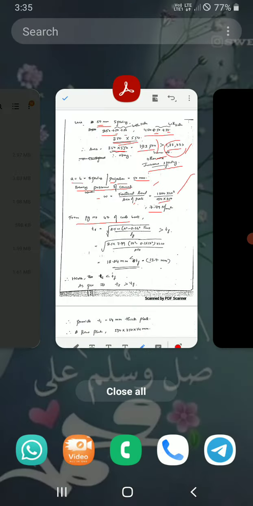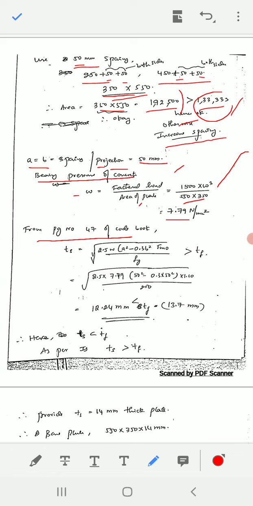Anyhow, the TS value you have to find out: 2.5 W into A square minus 0.3 B square, into gamma m naught. Here one bracket is there, then gamma m naught divided by fy should be more than the tf value. So we have to find 2.5 W, where W is whatever we calculated. A is 50, B is 50, then gamma m naught is 1.1, and fy is 250.